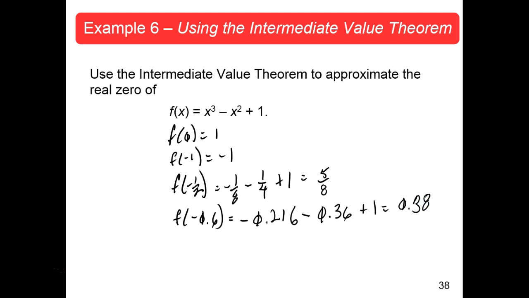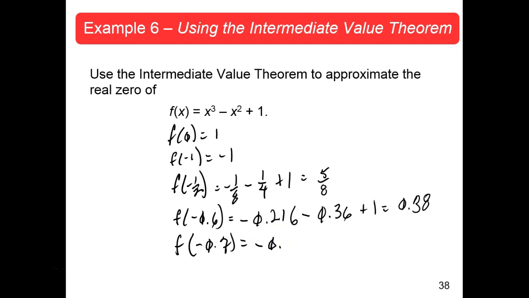So, let's go between -0.6 and -1. Give me another decimal number between -0.6 and -1. Anyone will do. There's lots of them to choose from. 0.7. Okay. He's going up by increments. That's fine. Now, pull out the calculator. Negative 0.7 cubed is going to be minus 0.343.